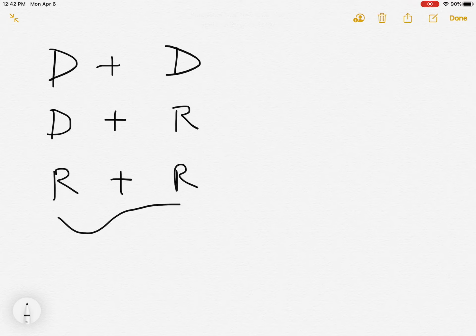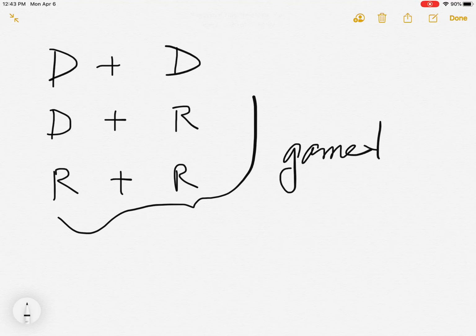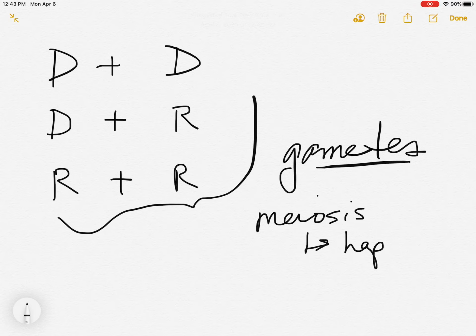Now, where do you get these factors? Well, he realized that they were passed on from the parents. So they had to have something to do with the gametes. Now, you'll recall that we've learned about gametes. Gametes are produced by meiosis, and they are haploid, which means they contain only 1/2 of the genetic complement of a diploid individual. So now you can kind of see where this is going.